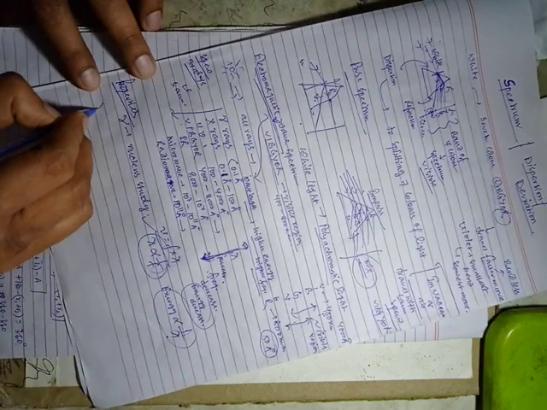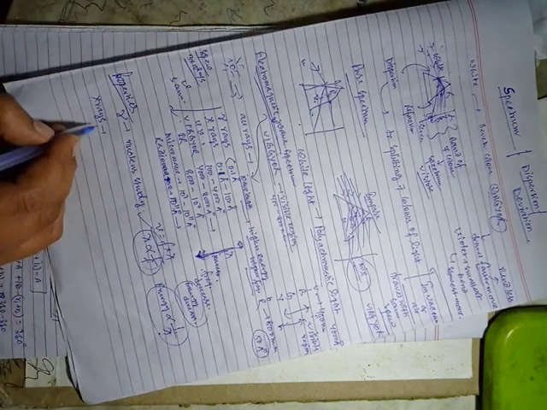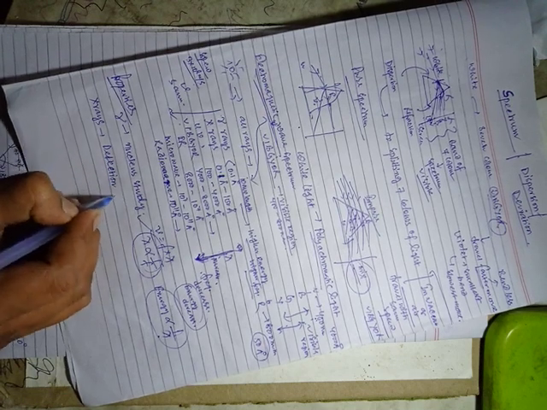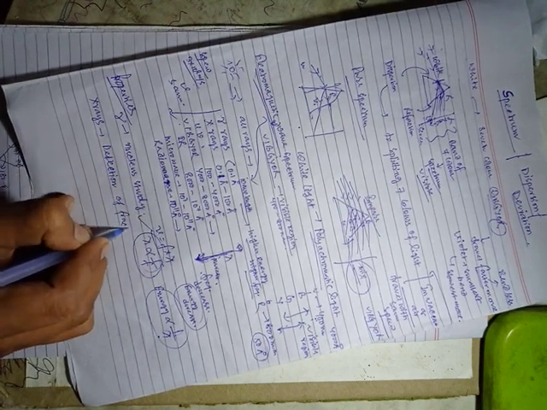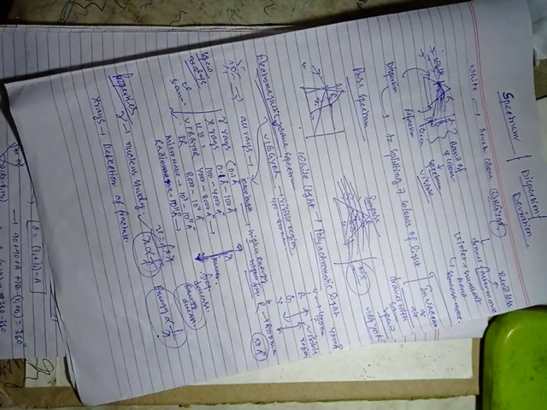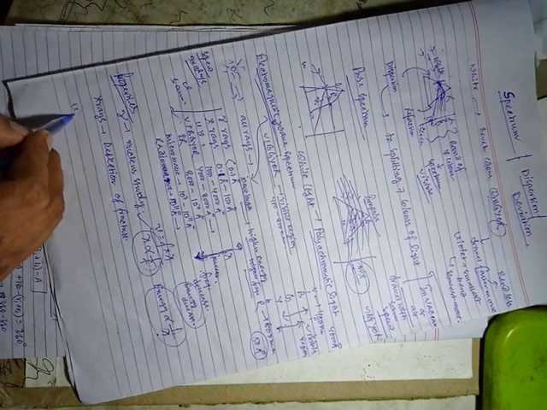Then students, X-rays: X-rays are used for detection of fracture. In medical purposes it is used for the detection of fracture and for the study of atomic crystals. For that purpose also X-rays are used.